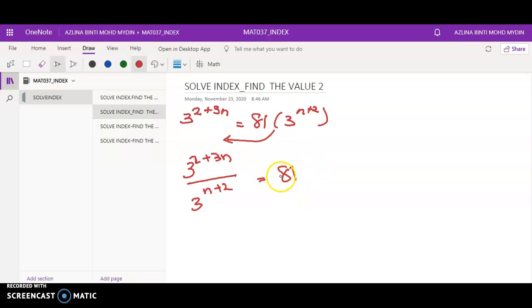Later we can change the 81 to the base of 3. So here we have 2 plus 3n minus 2. Product rules whereby divide is minus. So here I have 3 power of 4. So we have 2n equals power of 4. So n equals 2. Okay.